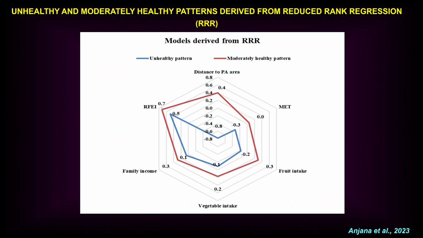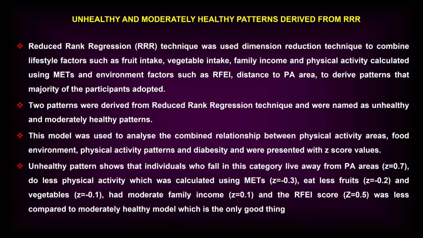This is called reduced rank regression. What we do here is that in normal regression, you only have a single variable output. Here you're able to look at multiple variable outputs and come out with patterns for this person. So what does this mean? What we're able to see is that we looked at multiple things. We looked at fruit intake, vegetable intake, family income, physical activity, RFEI, distance to physical activity area, all these things together. You can put it in a single regression, and this is called RRR. Not the movie, this is a regression, okay?